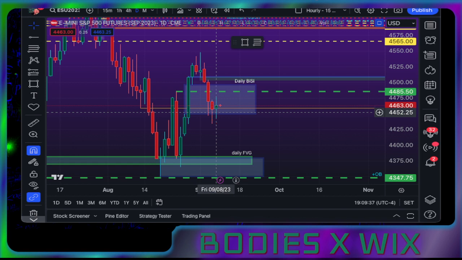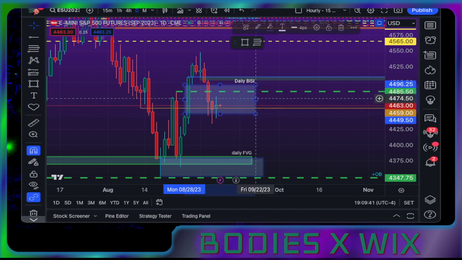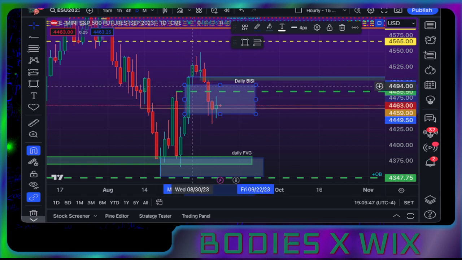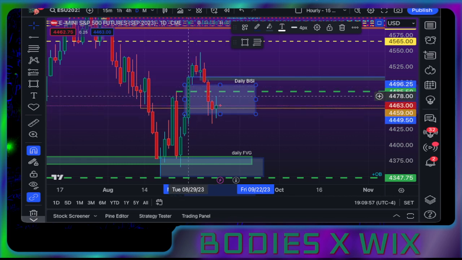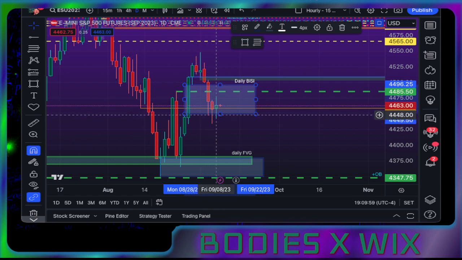I would expect this daily SIBI here, or sorry, BISI here, which is a buy side imbalance, sell side inefficiency, which is basically a fair value gap, where the buy side candle is creating the fair value gap there. As you can see, it came down and closed it.